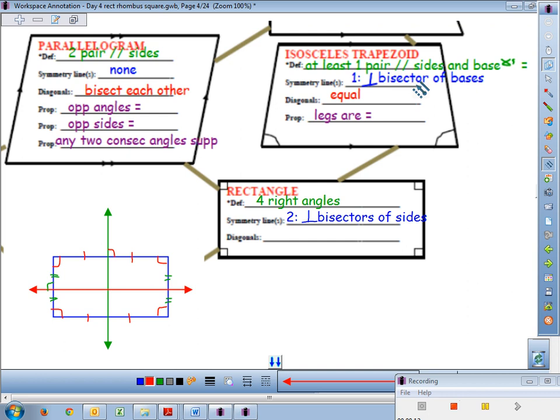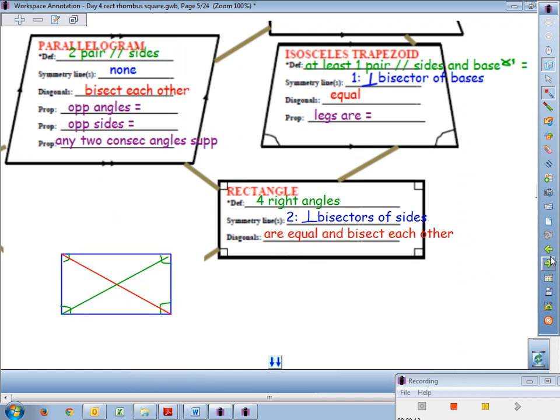We get rid of the word bases and we're going to call it sides now, because the sides of a rectangle are parallel to each other. And then when it comes to the diagonals, that's where my peanut butter every day comes in. These bisect each other, and these are equal, so we just got to put them together. The diagonals of a rectangle are equal and bisect each other. They are the same length. They cut each other into 2 equal pieces, but they do not intersect at a 90.